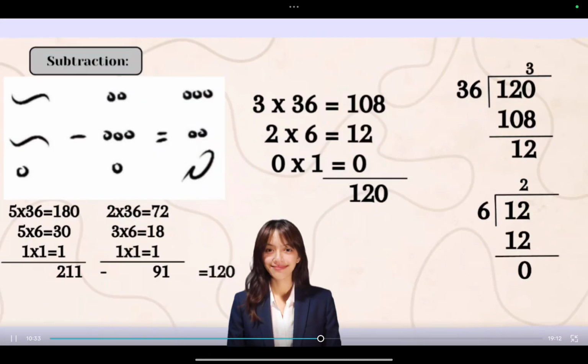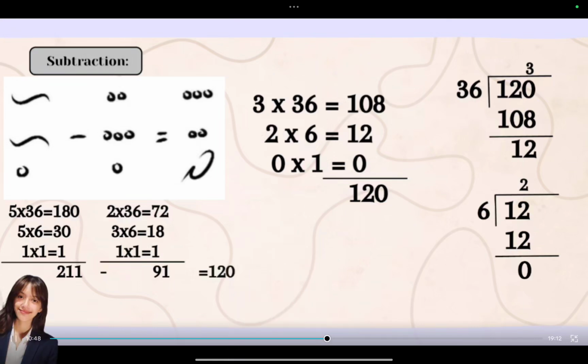Moving on, let's now try subtraction using the Alon numeration system. We now have two numbers, 551 base 6 and 231 base 6. First, just like the addition, we will convert them to base 10. 5 times 36 is equal to 180, 5 times 6 is equal to 30, 1 times 1 is equal to 1. Adding this will equal 211.